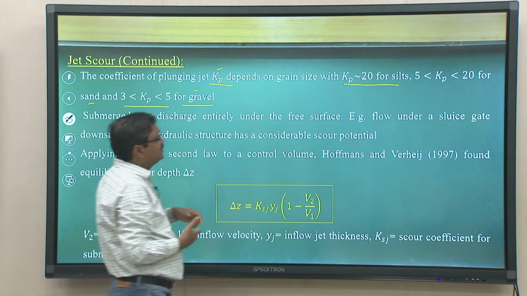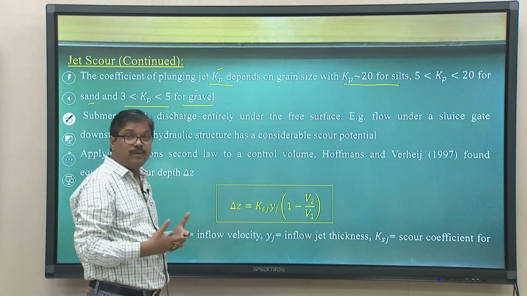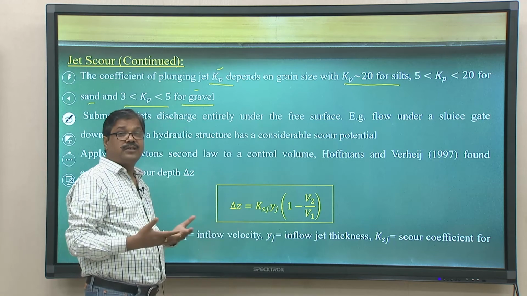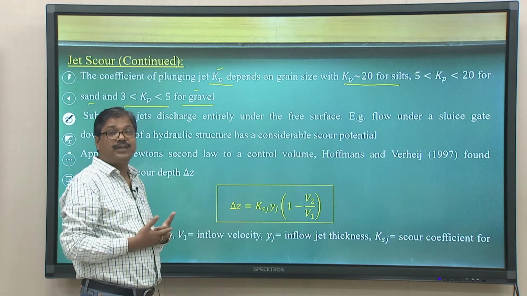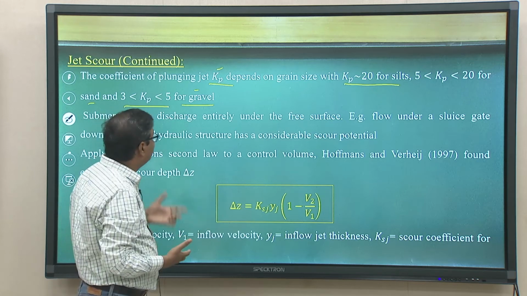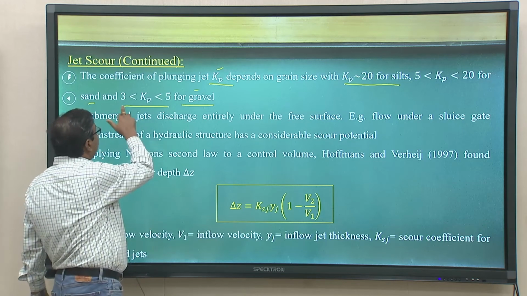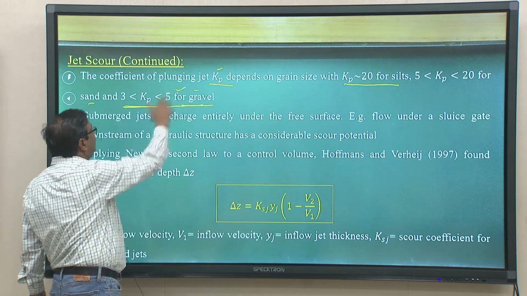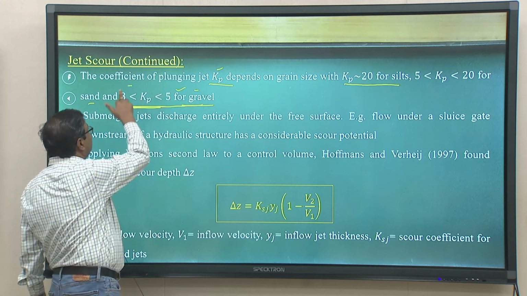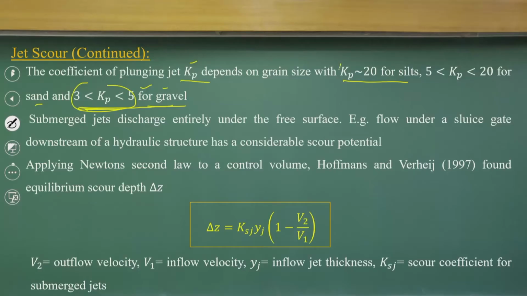What this experimental data indicates is that we can know what type of downstream bed material we have, and we can either armor it or treat it in such a way that we reduce the scour depth. You can see that with gravel this coefficient ranges just from 3 to 5, but in the case of silt it is as high as 20.